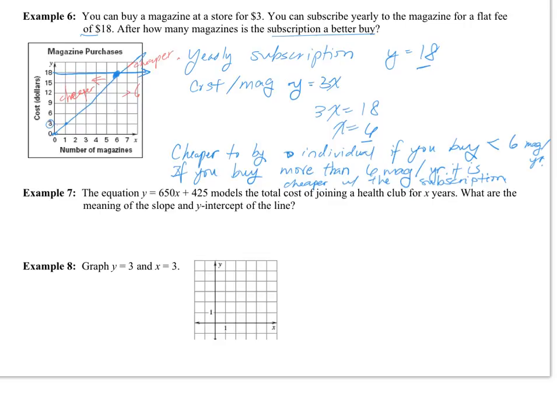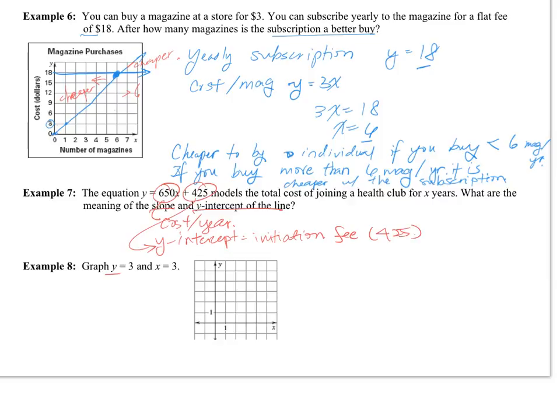Now example 7, very quickly. The equation y equals 650x plus 425 models the total cost of joining a health club for x years. What are the meanings of the slope and the y-intercept of the line? The slope here means the cost per year. The y-intercept means the initiation fee. So 425 is the y-intercept, the initiation fee.